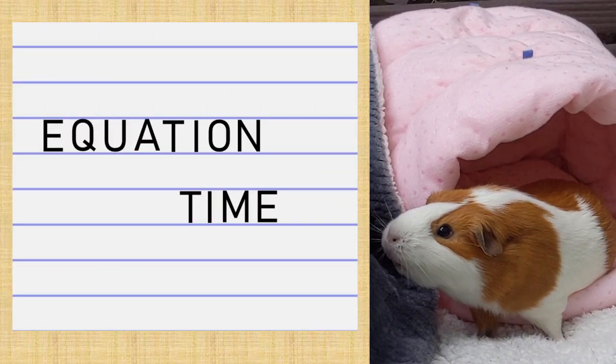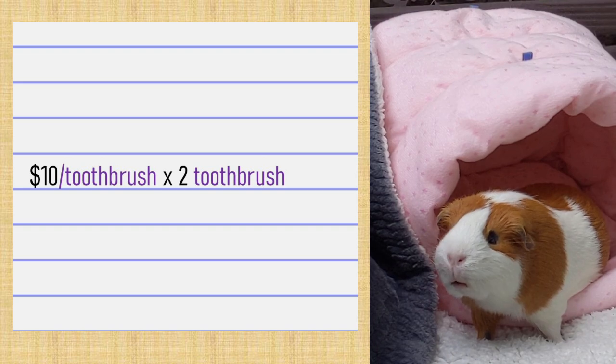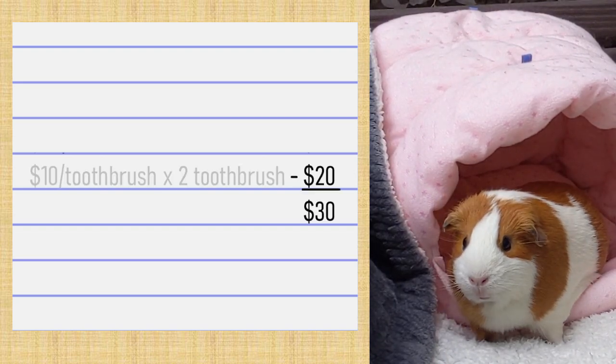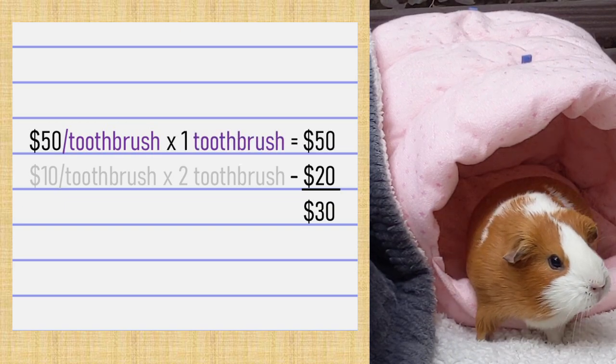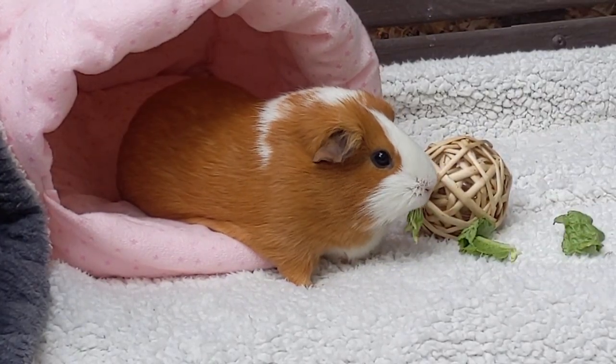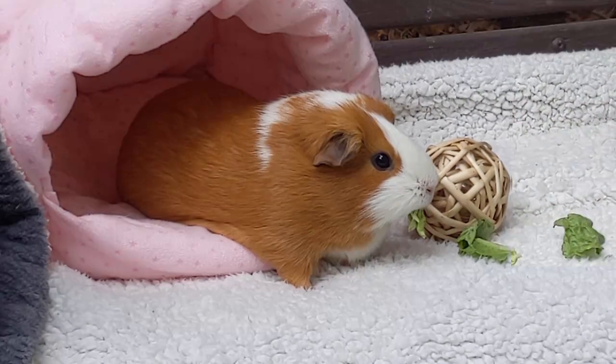Now, you may notice that if Nala does buy two toothbrushes at $10 a piece, she ends up paying $20 total, which is $30 less than the $50 she was willing to pay for just one. She is getting a really good deal out of this. But it's still true that if she does have to pay the full $50 for the first toothbrush, she will.